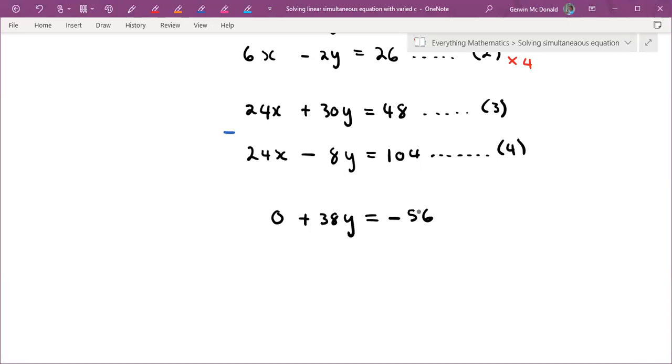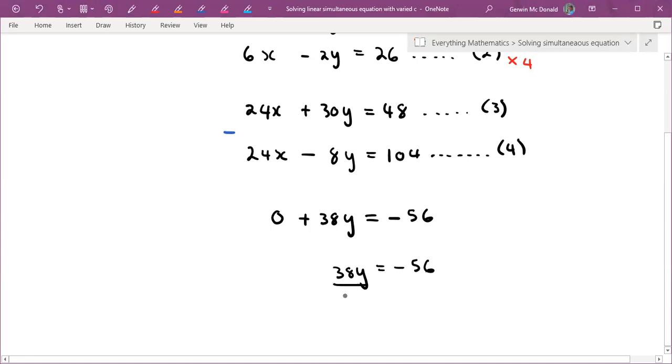Would that give us a nice answer? 56 divided by 38. Nah, shucks. I'm getting a fraction here. Let me make sure. 48 minus 104. Yeah, that's minus 56. Ah, well, it is what it is. So here I'm getting 38y is equal to minus 56.